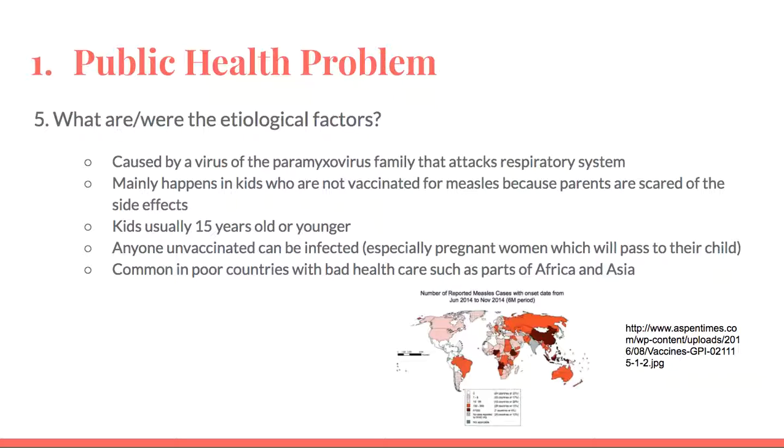What are the etiological factors? It's caused by a virus of the paramyxovirus family that attacks the respiratory system. This mainly happens in kids who are not vaccinated for measles because parents are scared of the side effects, and mainly happens in kids under the age of 15. Anyone unvaccinated, though, can be infected, and that is why everyone is recommended to get the vaccine. It can especially be dangerous for pregnant women as well as people with a weak immune system, and is also common in poor countries with bad healthcare, such as in Africa and Asia. And the map down below shows parts where measles is very rampant.